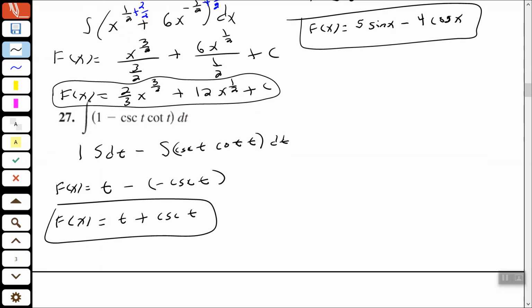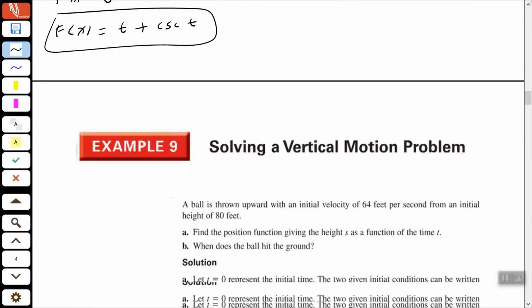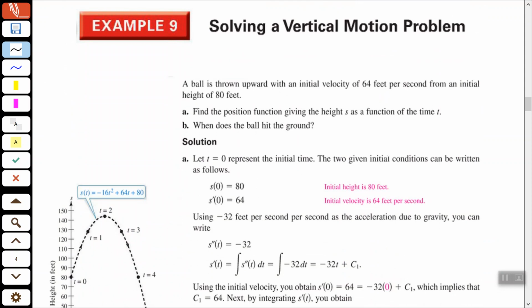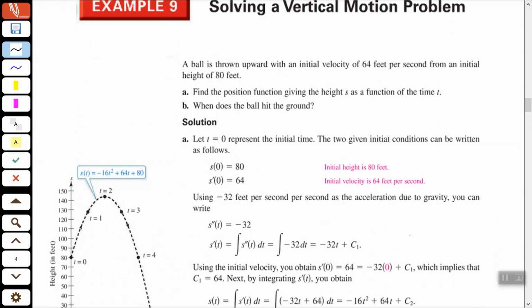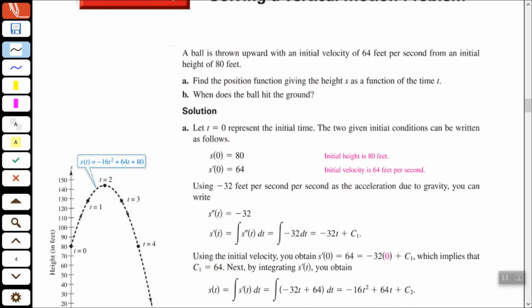So when you take this antiderivative, you can use this to go back to your position function. So solving a vertical motion problem, we have a ball is thrown upward with an initial velocity. Remember that initial velocity will be your first derivative there, of 64 feet per second from an initial height of 80 feet.